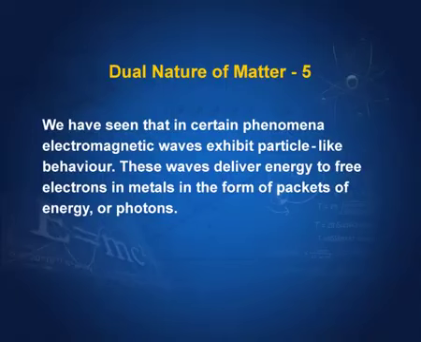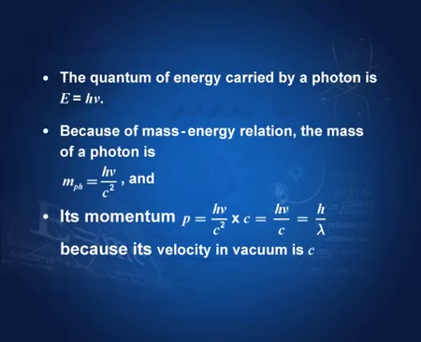These waves deliver energy to free electrons in metals in the form of packets of energy, or photons. The quantum of energy carried by a photon is h nu, E equal to h nu. Because of the mass-energy relation, Einstein has the relation that energy is equal to mc squared. So if I divide this by c squared, I will get the mass of the photon, h nu by c squared, and mass times the velocity, mc, gives me the momentum of the photon, which is h nu by c, and one can write this as h by lambda.